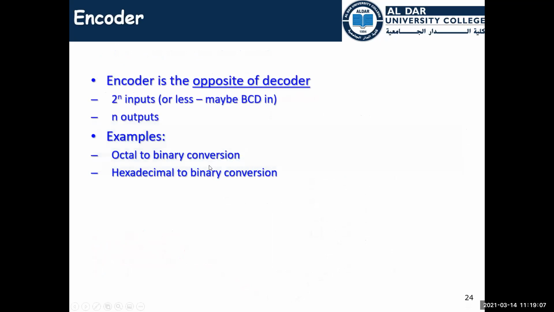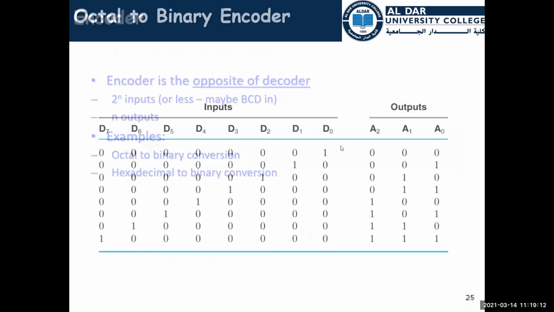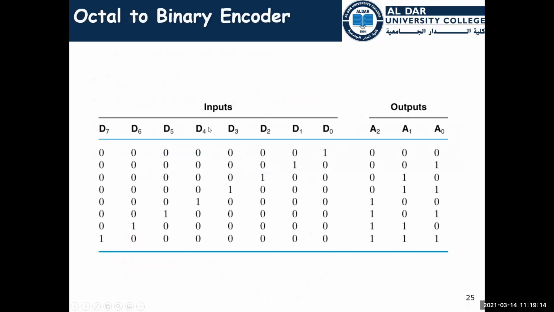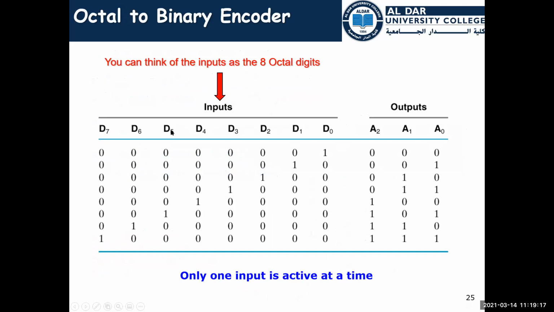The encoding is the opposite of decoding. So if we have data lines as input, and the first one is active, the output value will be 0, 0, 0. If the second one is active, the output will be 0, 0, 1, and so on. So if D0 is active, the output will be... it is the opposite operation of the decoder.